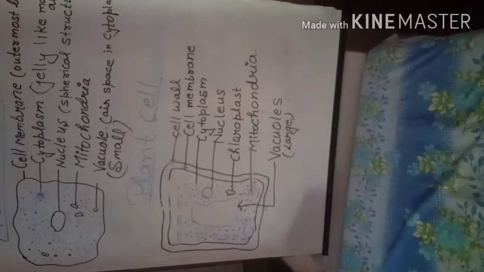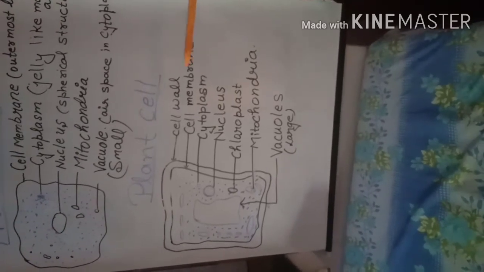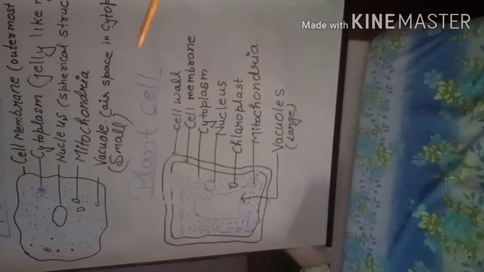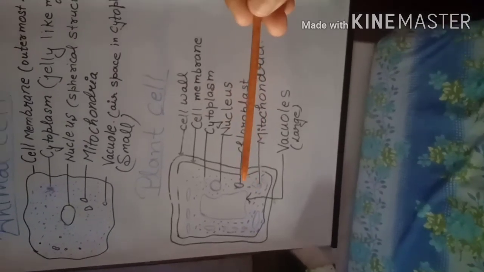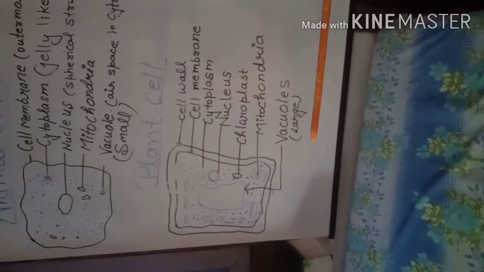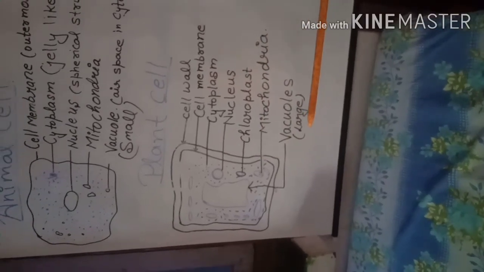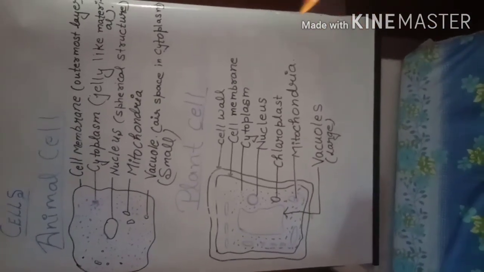Cell wall, what does it do? It protects the cell membrane. It makes it rigid and strong. It gives it a fixed shape and makes it strong. Chloroplast contains chlorophyll, which helps the plant to make its food. Large vacuoles, what do they do? They are filled with cell sap, that is a sugary solution.